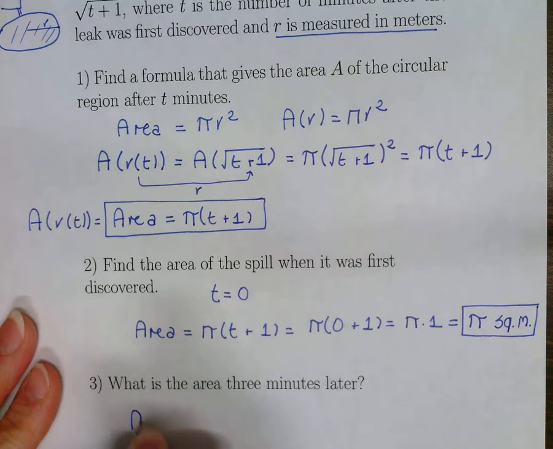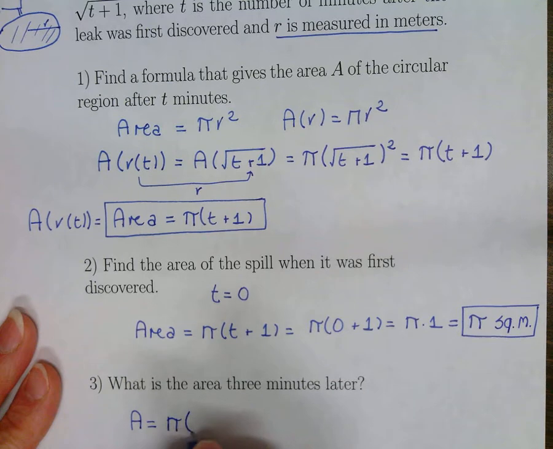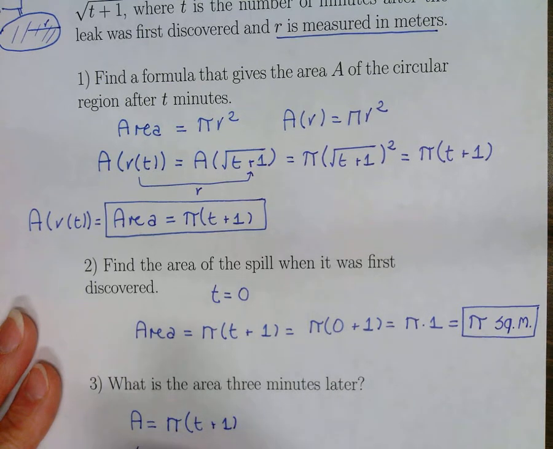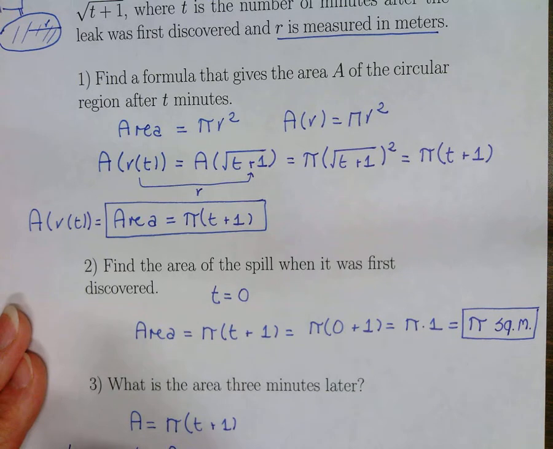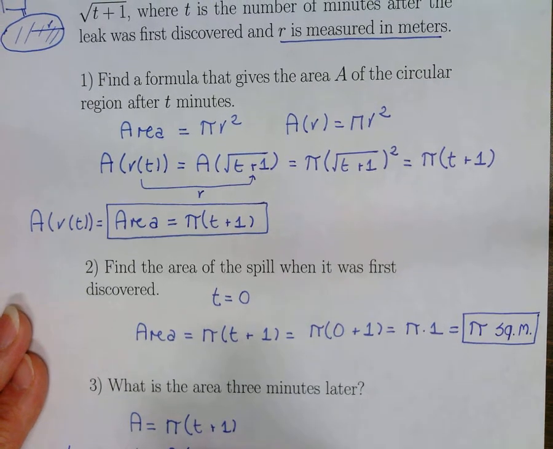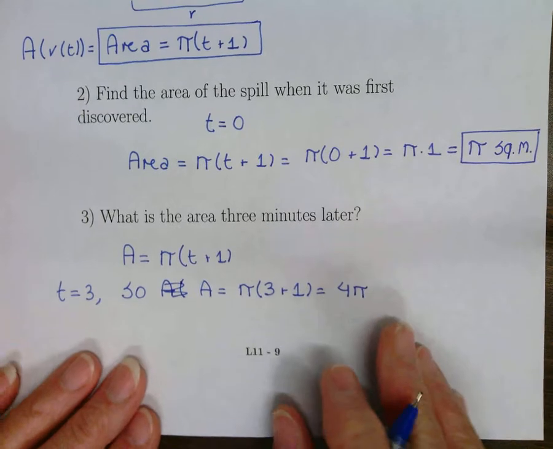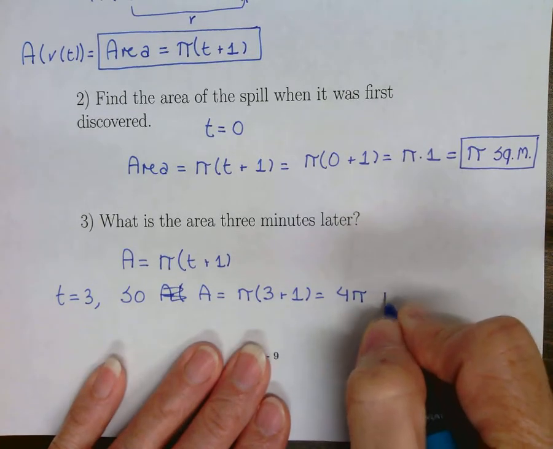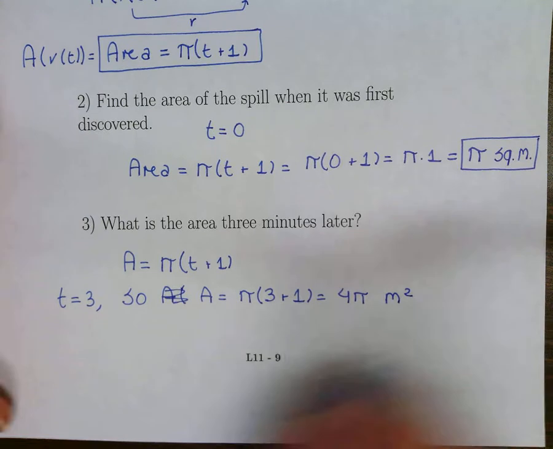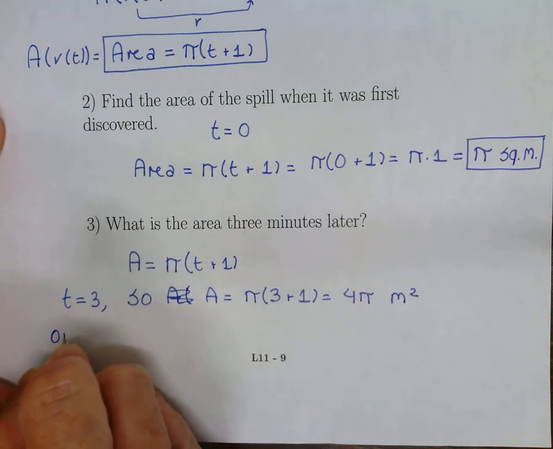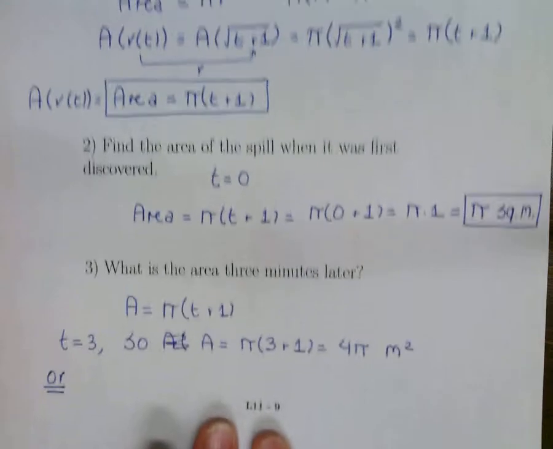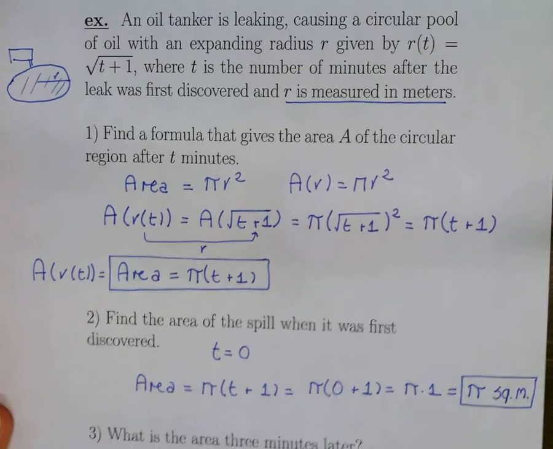Okay, what's the area 3 minutes later? So after 3 minutes, you just get a equals pi times 3 plus 1, which is 4 pi. All right. And 4 pi what? 4 pi meters squared. Okay. Now the other way you could have done this is actually go back and use your two individual functions and do the composition.